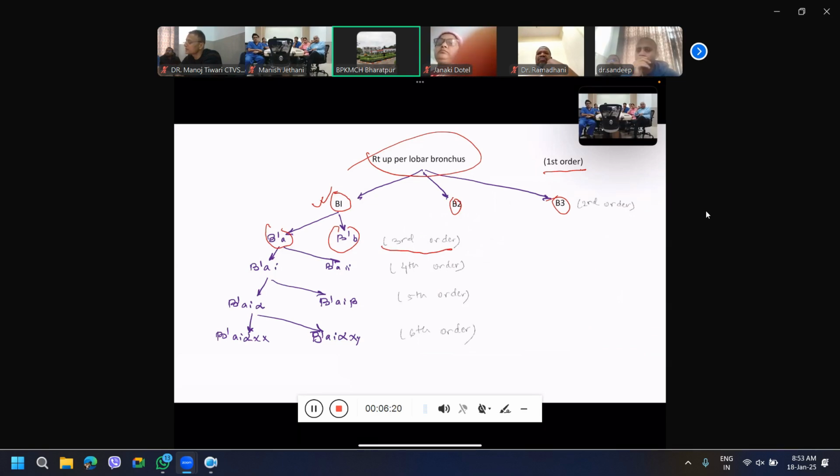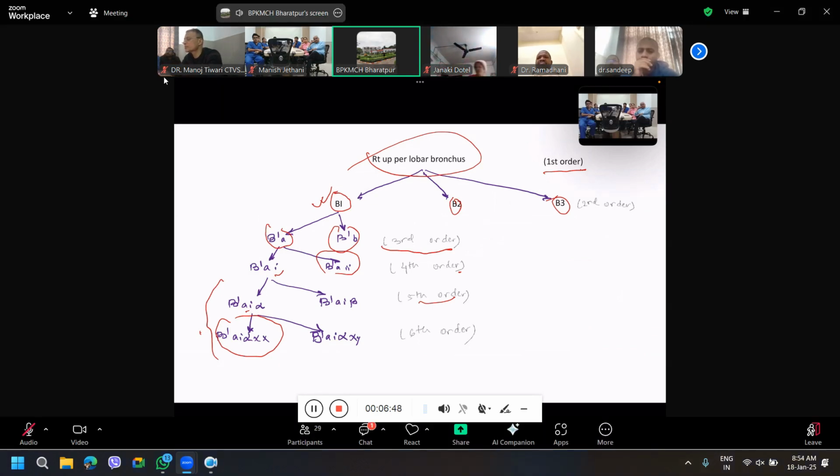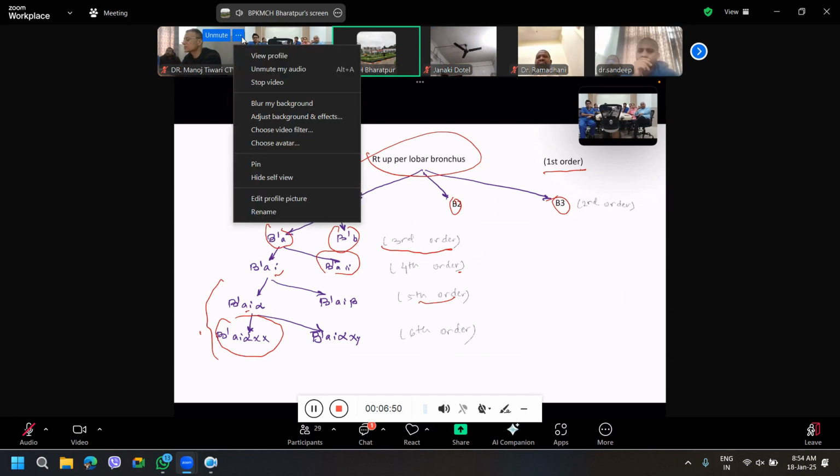Then B1A can be further divided into B1A1 and B1A2. This is the fourth order of division. Then in the fifth order, we add alpha or beta to A1, and even further we come to B1A1 alpha X, etc. I think this is beyond the scope of this lecture, because we never encounter these very subsegmental divisions. What we should confine ourselves to, as the evidence has supported, are the segmental and subsegmental bronchi, which are of interest to us.